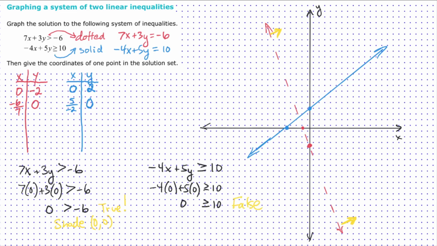So what does that mean? From the solid blue line, we do not want to shade 0, 0. In fact, we want to shade away from it. So I'm going to indicate it here with a little black arrow. Right there is a little black arrow saying don't shade the 0, 0 side.